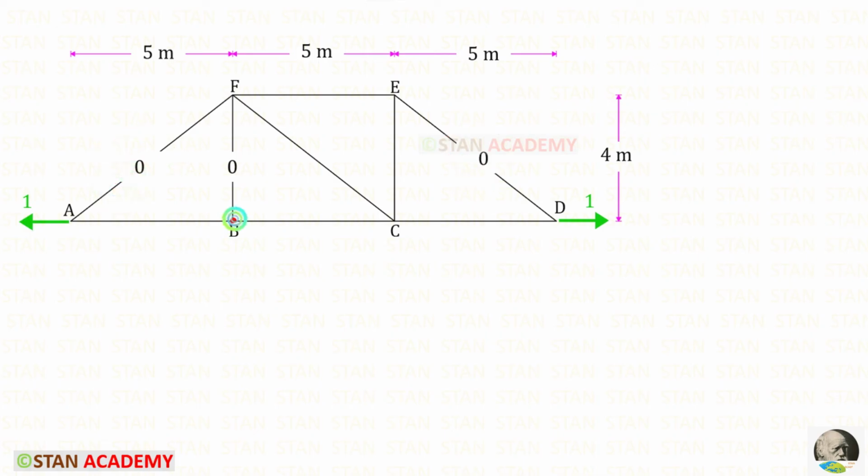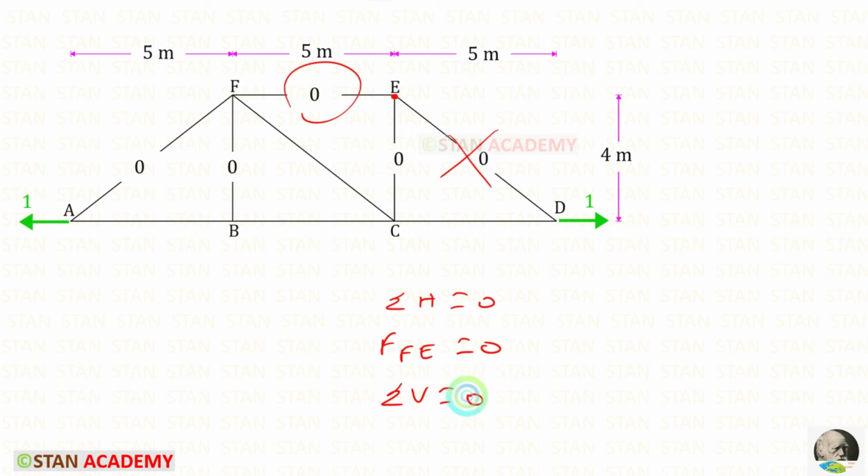We can take the joint B and apply the rule sigma V is equal to 0. There is only one vertical member, that is FBE, so that will be 0. Then we can take the joint E. We can apply the rule sigma H is equal to 0. This is already 0, so FFE will be 0. And when we apply the rule sigma V is equal to 0, FCE is also 0.